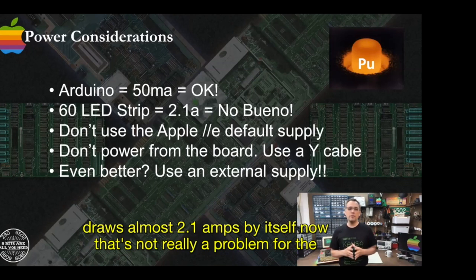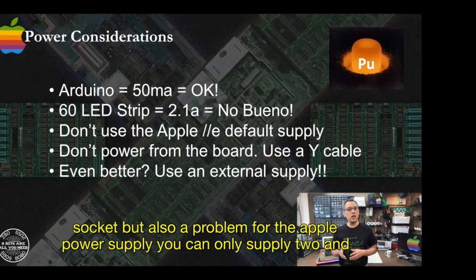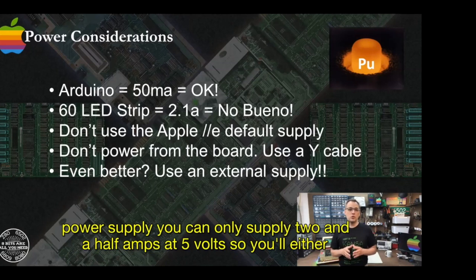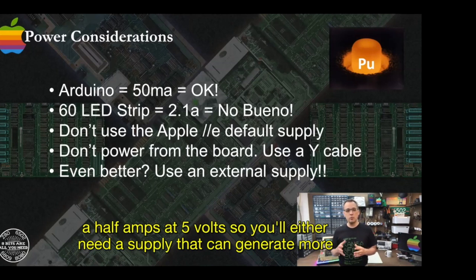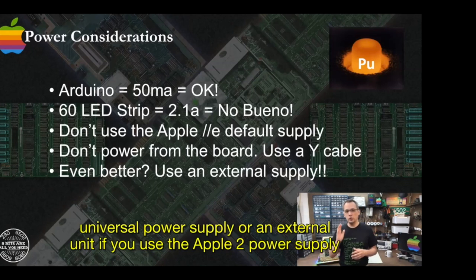Now, that's not only a problem for the socket, but also a problem for the Apple power supply. It can only supply 2.5 amps at 5 volts. So you'll either need a supply that can generate more juice, like the Reactive Micro Universal Power Supply, or an external unit.